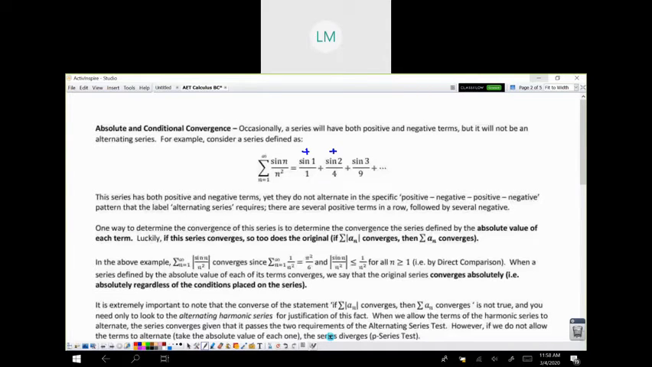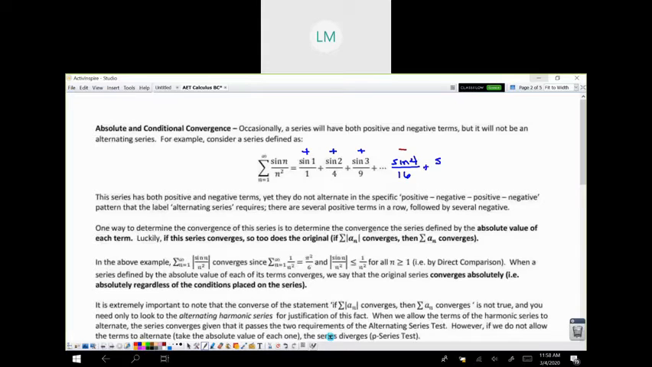The sine of 3, thinking about the angles, 3 is less than pi, so it's also going to be in the second quadrant, so that's going to be positive. If we continue this, we have the sine of 4 over 16. I know that 4 is more than pi, which puts that in the third quadrant, so that's going to be negative.